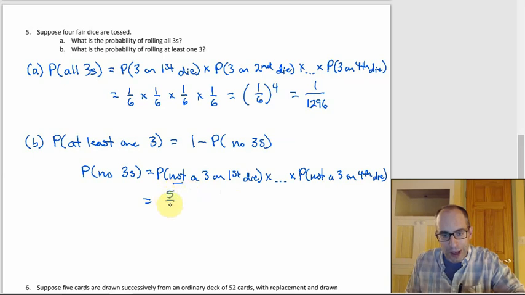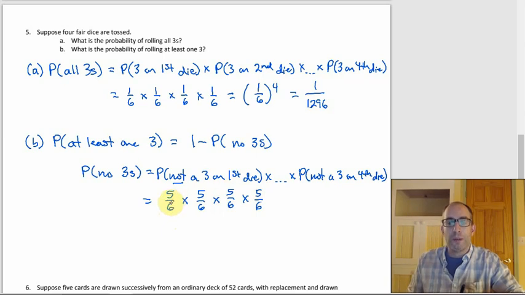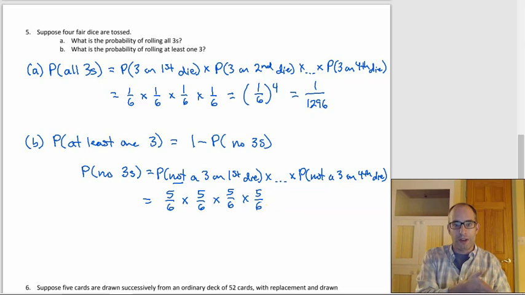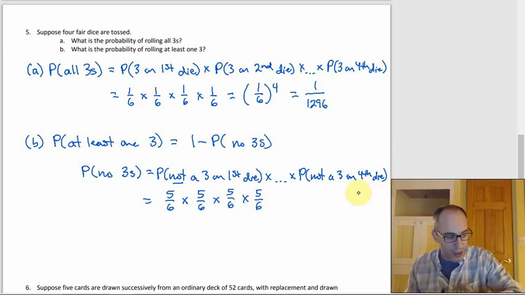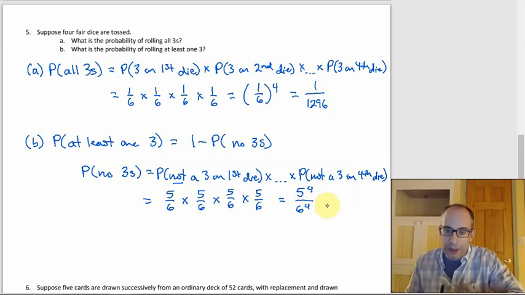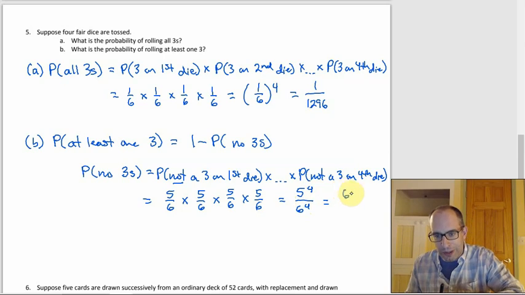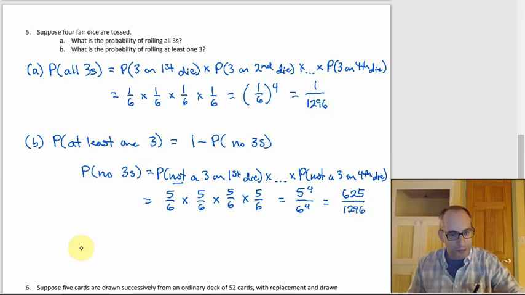So this is going to be 5 over 6 times 5 over 6 times 5 over 6 times 5 over 6. So we get a 5/6 for getting something other than 3 on each of the 4 dice. And the dice are all independent of each other. So to get not a 3 on the first, and not a 3 on the second, and not a 3 on the third, and not a 3 on the fourth, we can get there by multiplying. And this is 5 to the 4th over 6 to the 4th, or (5/6) to the 4th. 5 to the 4th is 625, and 6 to the 4th, we already had it, it's 1296.